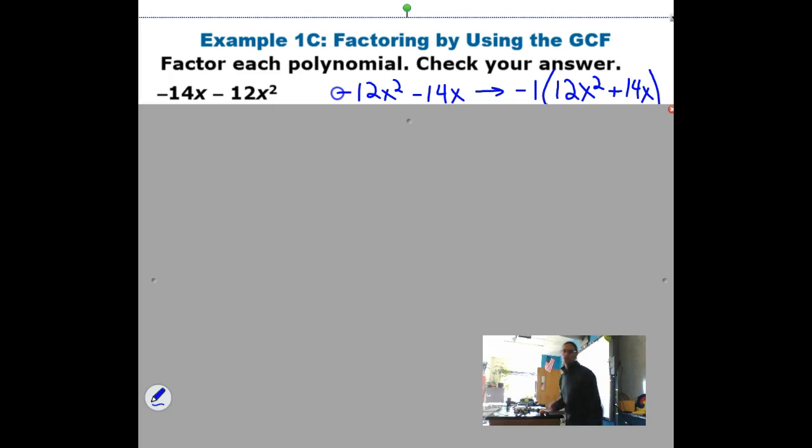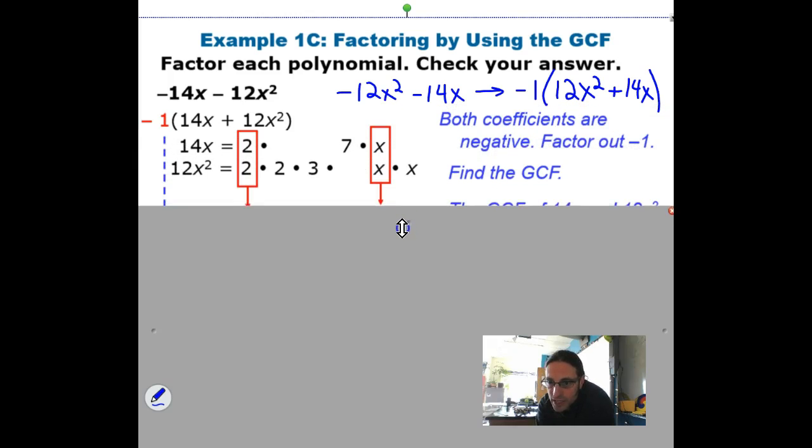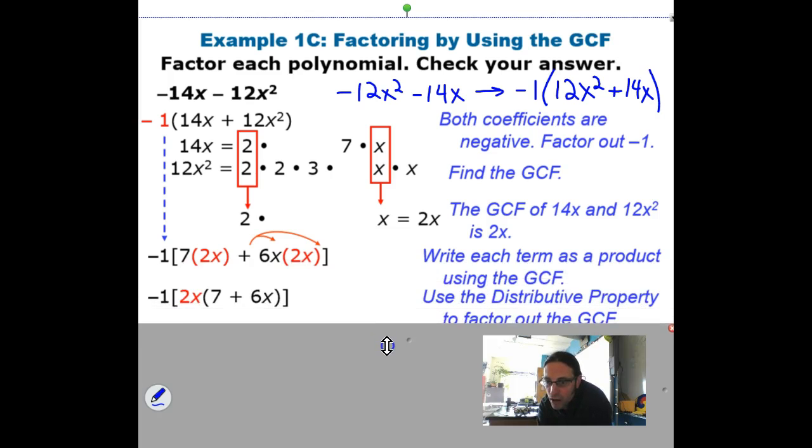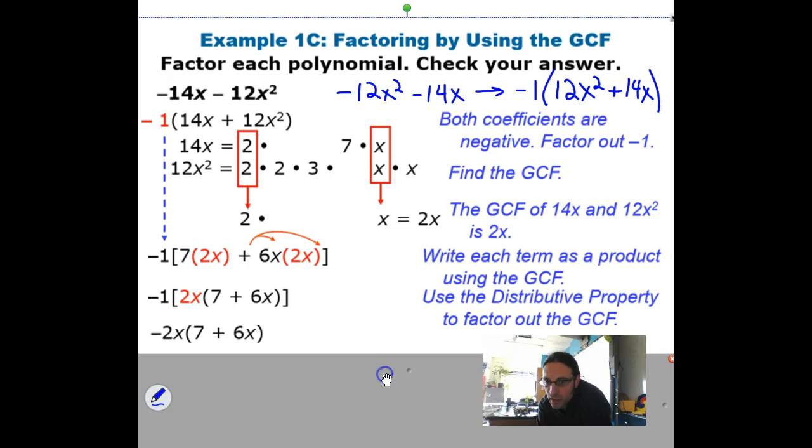And now what's the greatest common factor inside? Well, you're probably saying to yourself, 2x. And that's right. So really what I'm going to do is take a 2x out of both of these, and I'm going to carry that -1 all the way down. So you see again, here's my -1. They have a 2 in common. They have an x in common. So I'm going to factor out a 2x from each one of the terms. And then I have to remember to apply this -1 to the 2x out in front. So -1 times 2x is -2x. And this is my factored form.